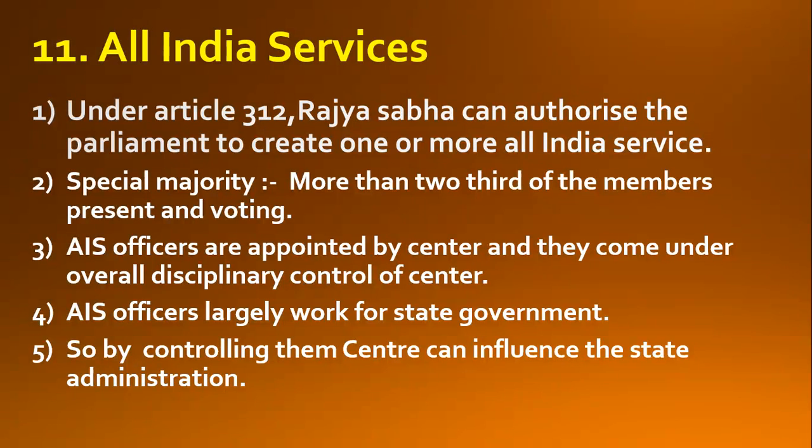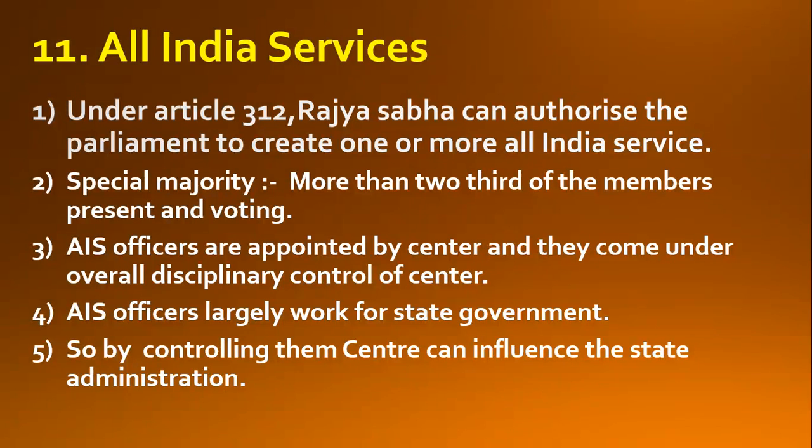Now friends, what majority is needed? If Rajya Sabha has to authorize the Parliament to create one or more All India services, then Rajya Sabha has to pass a resolution by a special majority of more than two-thirds of the members present and voting.